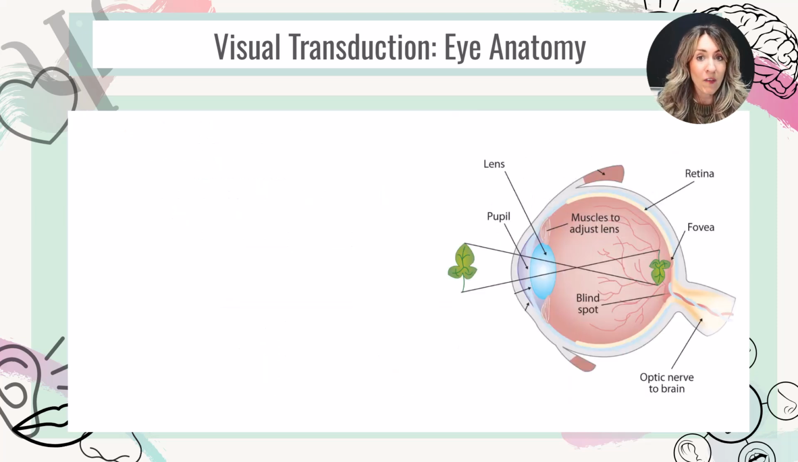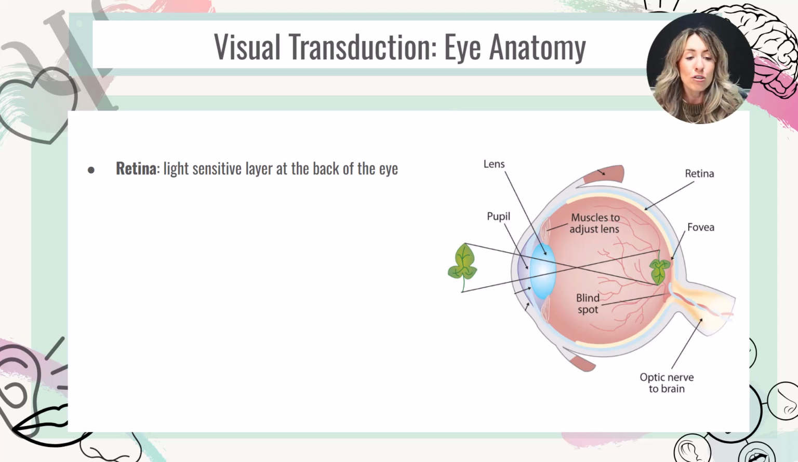All right, more about the anatomy. The light has gone into the pupil and it's been reflected from the lens, and now it hits the star of the transduction process, which is the retina. The retina is a light-sensitive layer at the back of the eye. It has a bunch of receptor cells that do the work of translating the light wave into a neural impulse. We're going to come back to these receptor cells in a minute.